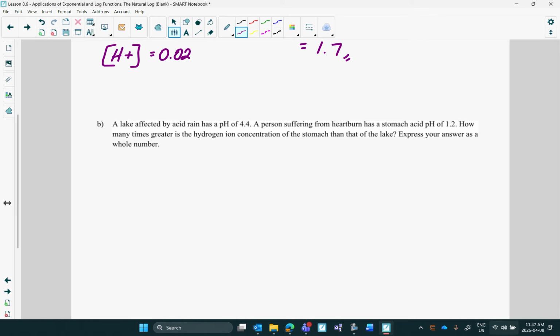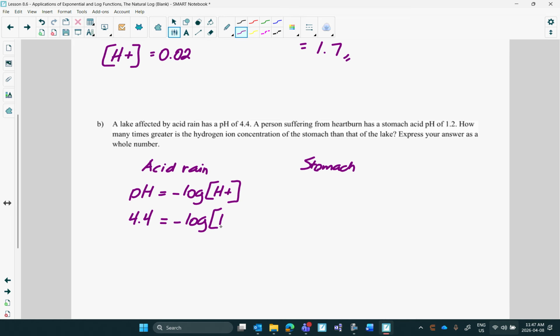Okay, so we got acid rain. And I'll just say stomach. So using that formula, we write it here. Well, this time, I know the pH is 4.4. I don't know the hydrogen ion concentration. Similarly, I won't write the formula again. This time it's 1.2 equals negative log.